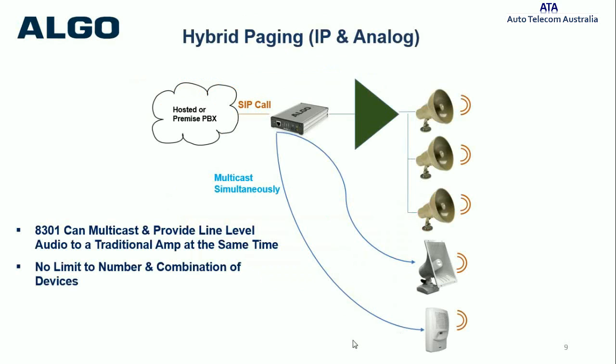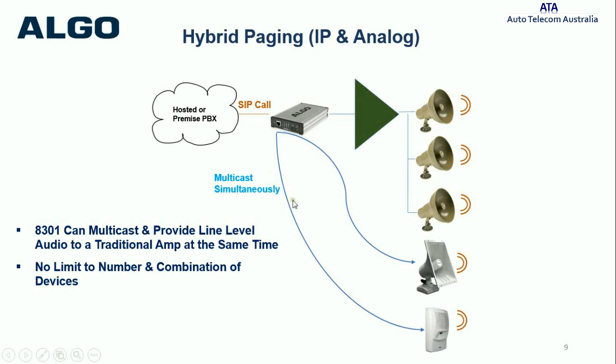So if we're going to be doing what we'd call a hybrid paging solution, this is what I was talking a little bit about earlier. We've got our hosted or on-premise PABX, which is voice over IP, SIP. We've got the 8301, and that is directly connected to an amplifier, and these are your existing amplifier speakers all in place. So you basically call the 8301 via a SIP registration. The 8301 will answer and play a tone, which will then broadcast through to these analog speakers.